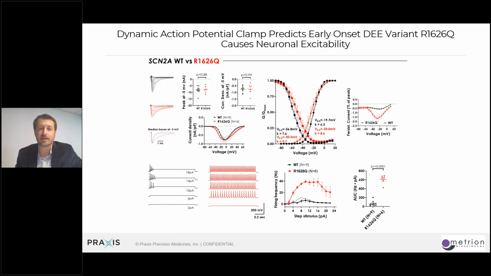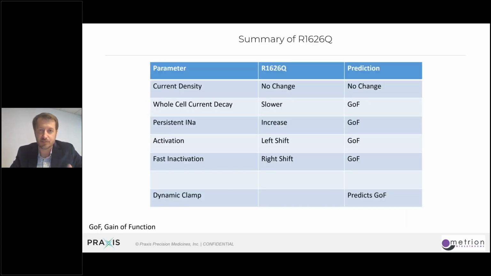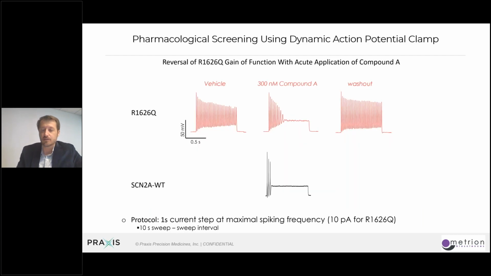So the work that we're doing now is taking these into a larger set of variants, variants that are showing mixed features in the voltage clamp, and then determining how those variants, with the clinical phenotype that we're seeing, mixed features in the voltage clamp, how those are reading out in the dynamic clamp. And this is simply a table summarizing what I just said. Both VC and DAPC are predicting gain of function. So that's one application, which so far has been pretty straightforward in how we use it.